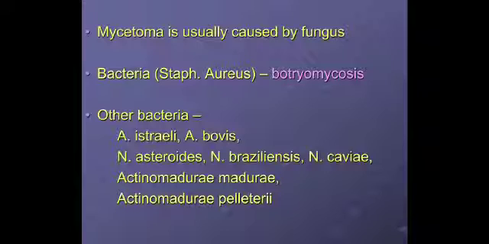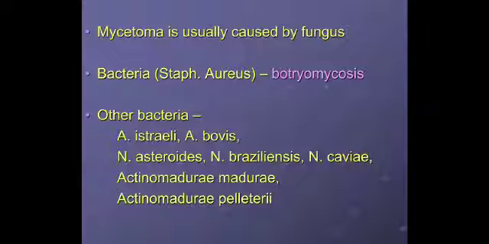Sometimes we can see a similar clinical picture produced by other bacteria apart from actinomycetes. The clinical picture is like that of mycetoma: there is a swelling, there are multiple discharging sinuses, there may be bony deformities, and these sinuses discharge granules, but there may be absolutely no actinomycetes. The other bacterium associated with a similar condition is Staphylococcus aureus, and the condition is not called mycetoma, it is called Botryomycosis.